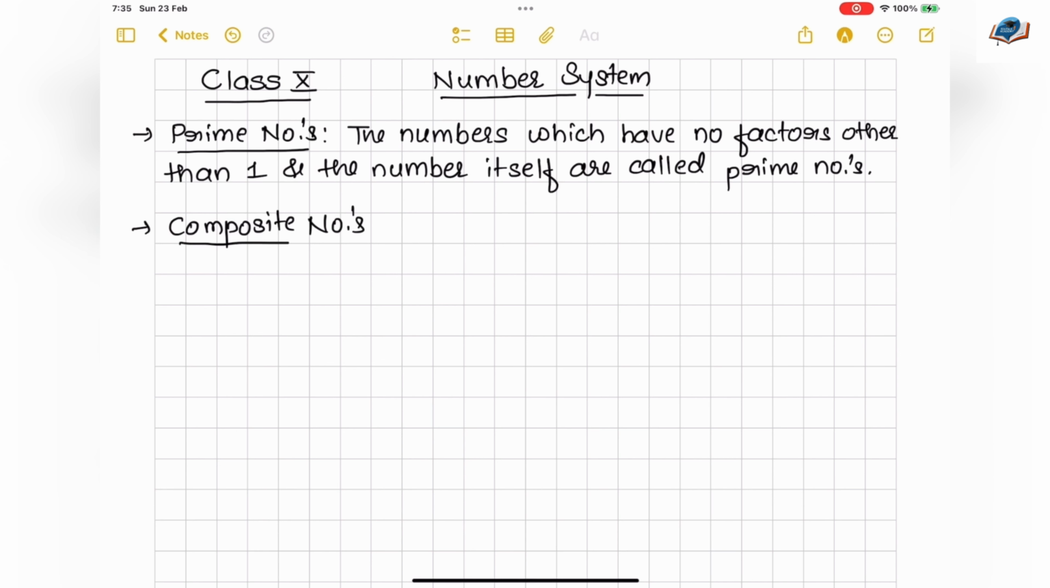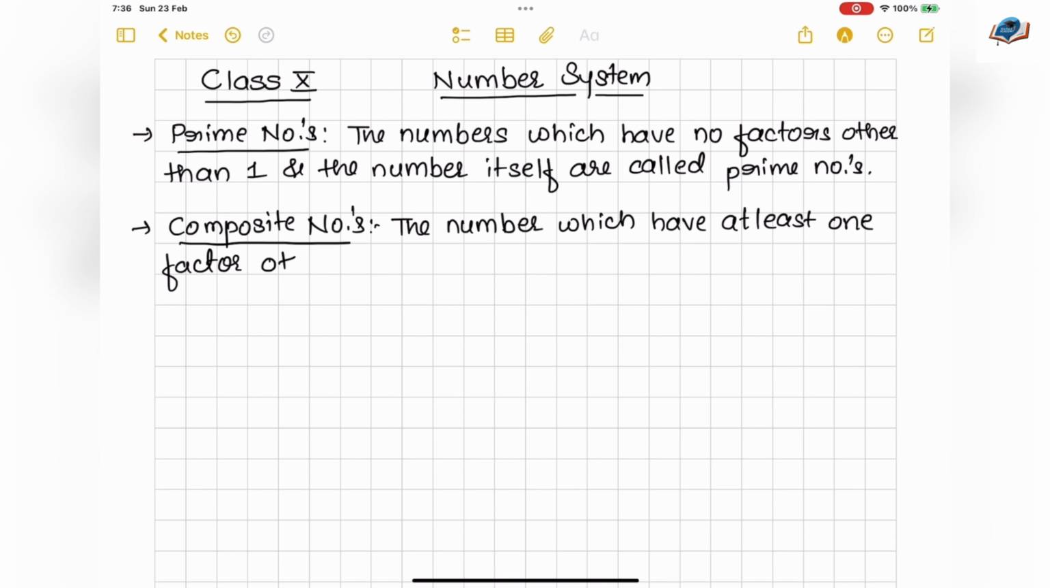So now, as we know, a prime number has only two factors. So here it will be the numbers which have at least one factor other than 1 and the number itself are called composite numbers.